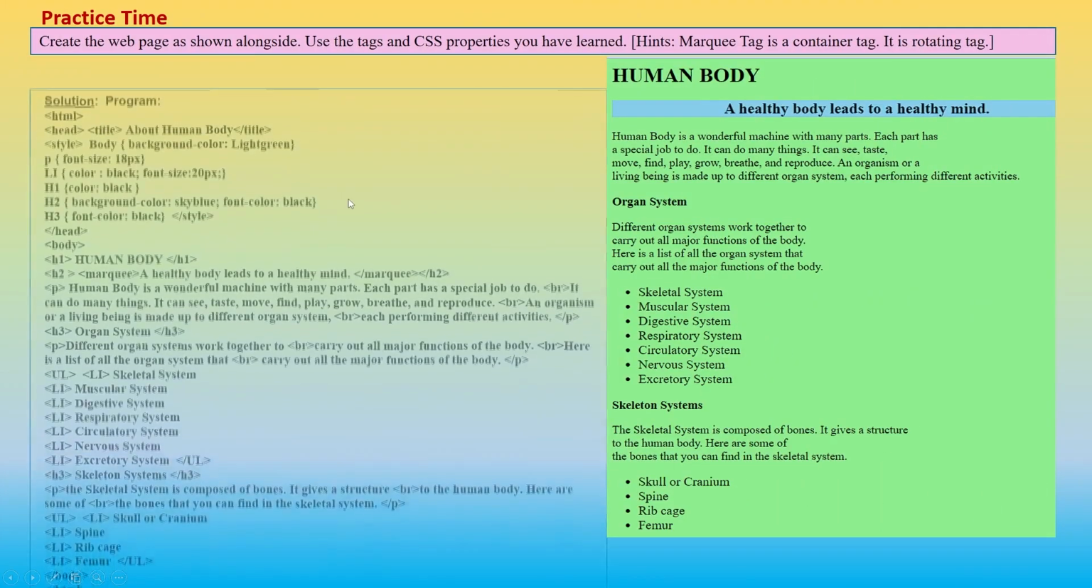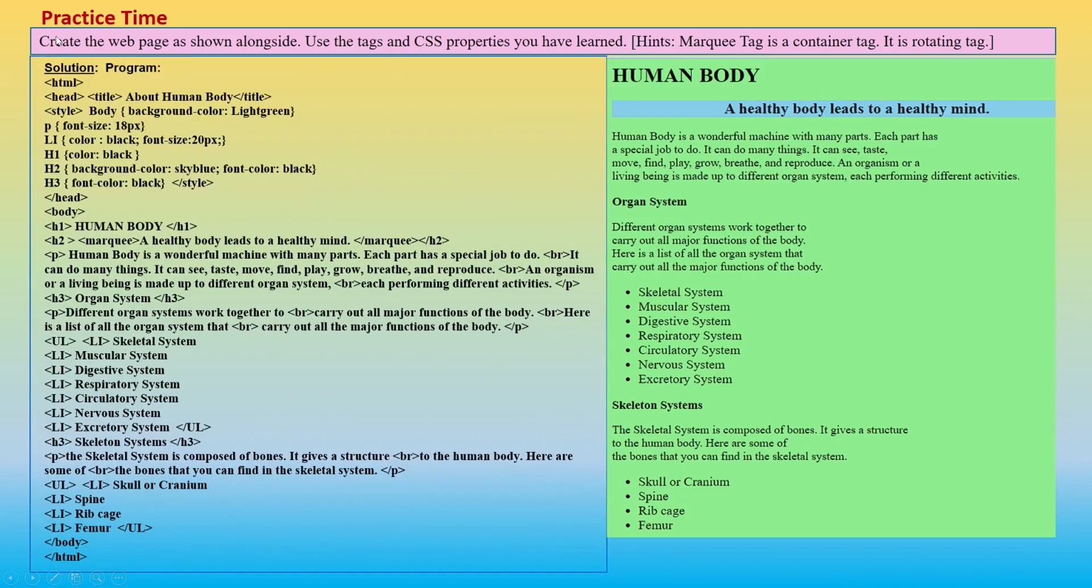Now there is a practice time question which asks us to create a web page as shown alongside. Meaning, how should it look? It should have a light green color as the background color. Then the font size should be 18, and for this one, a human body, this is written as an H1 heading, which should be written in black, and the background color for the H2 heading should be sky blue.